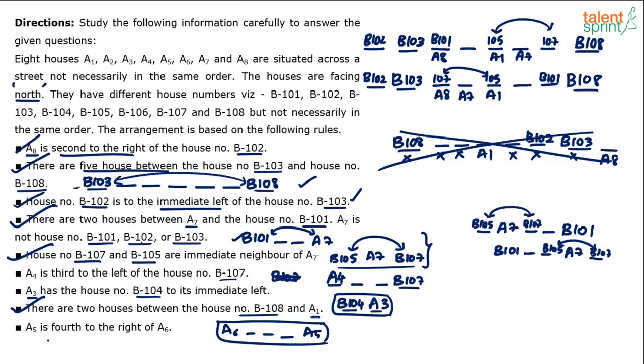So if we take 107 in this position, A4 is third to the left of 107. First, second, third. A4 comes here. If we take 107 in this position, A4 is third to the left. First, second, third. Both are possible. In the second case, what happens?